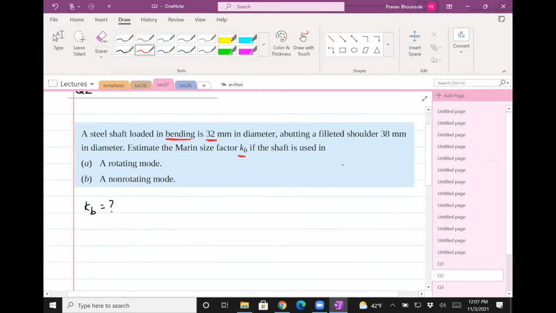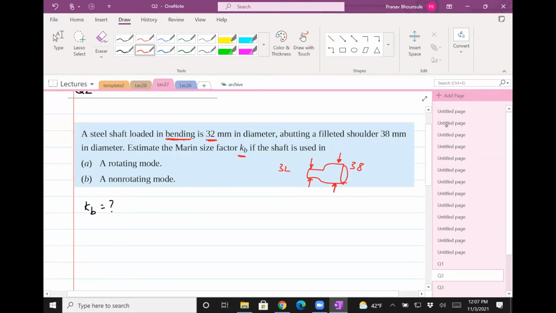So what this means really is that it's something like this. This is 32. This is 38. And the reason why we'll use 32 is because it's the smaller diameter, which is usually the problem. That's where the stress is higher. So 32 mm is what we'll use.